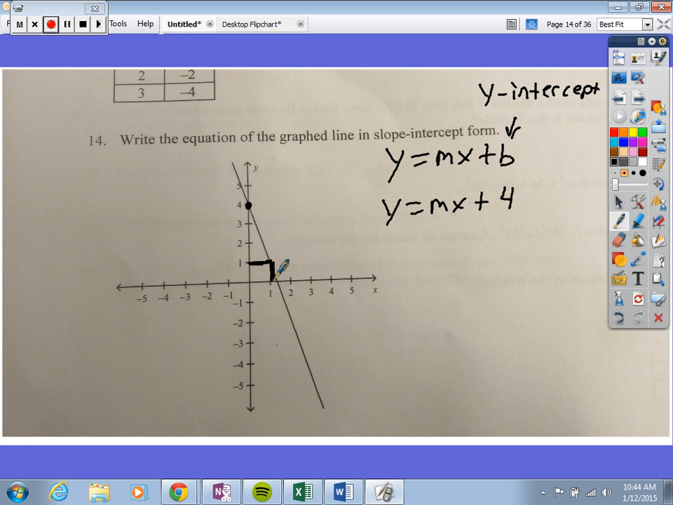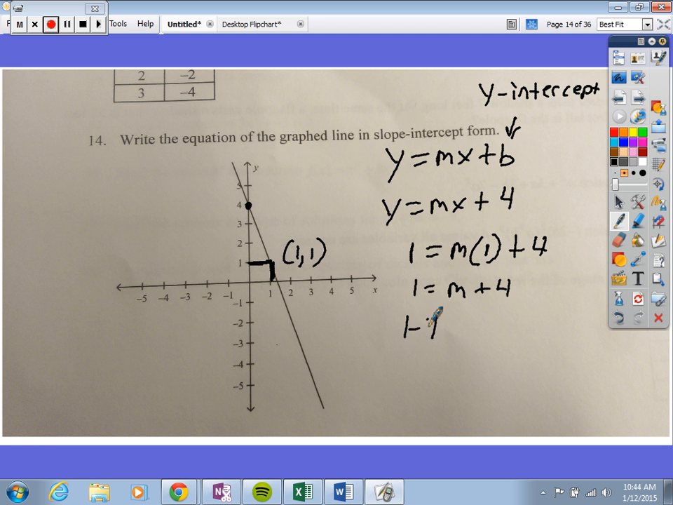So now we're going to take our y value of 1, because this is the point 1, 1, and plug it in for y, and we're going to take our x value of 1 and plug it in for x. So we get 1 is equal to 1 times m plus 4. So the next thing we're going to say is 1 equals m plus 4, because 1 times m leaves me with just m.